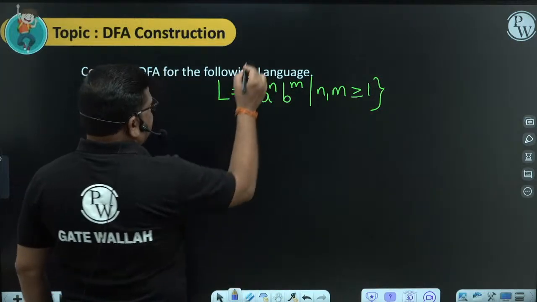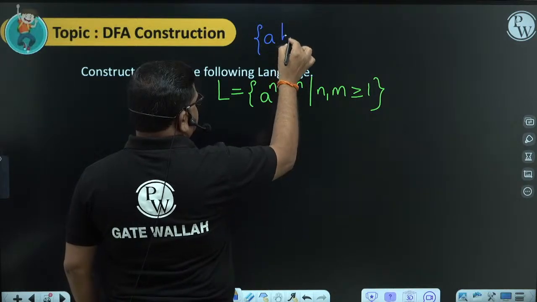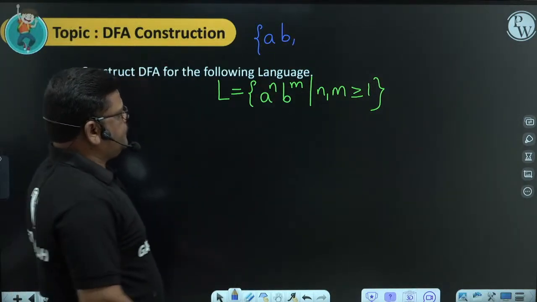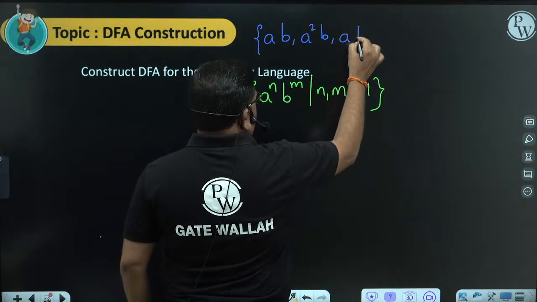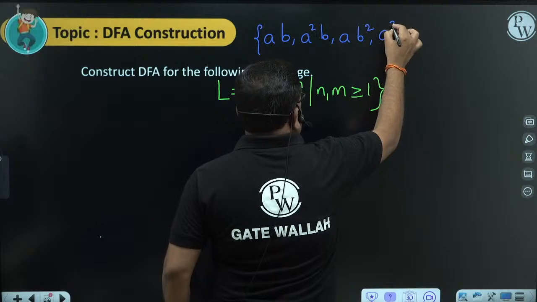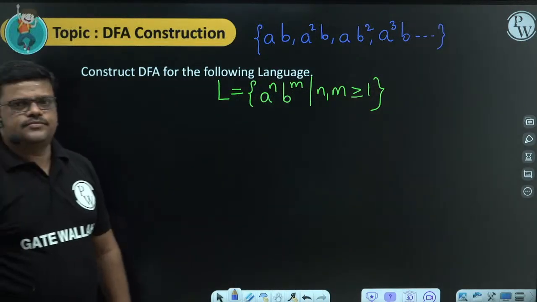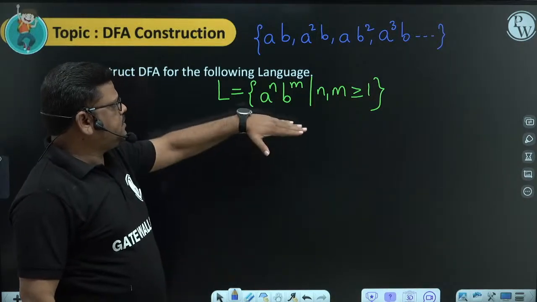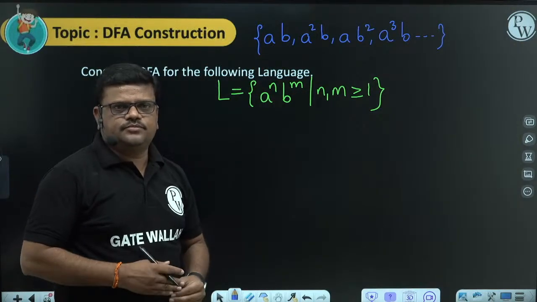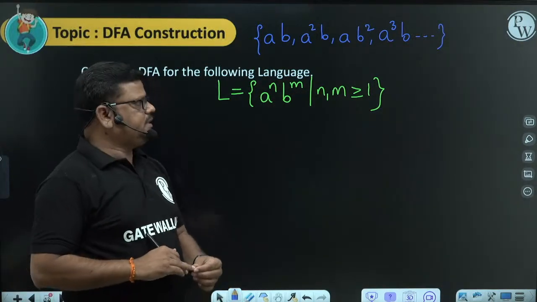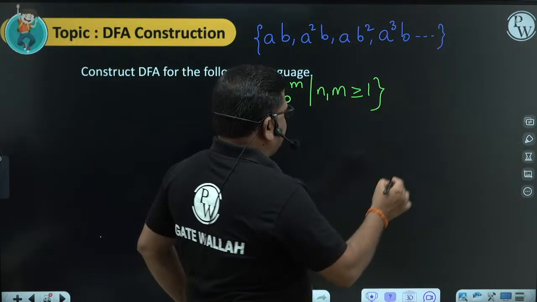Let me generate some strings of this language. The minimum string is AB. 2 A's 1 B is possible, 1 A 2 B's is possible, 3 A's 1 B is possible, and so on. The strings generated by this language are any number of A's followed by any number of B's. The number of A's can be anything, the number of B's can be anything. So to construct the DFA, we need to analyze the 5 tuple notation.